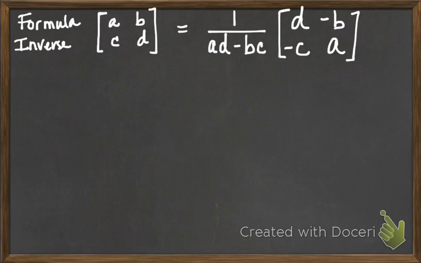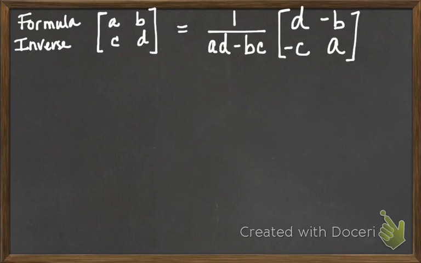So you're going to do 1 over AD minus BC. You'll simplify that. That'll end up being your scalar. You don't multiply the scalars into the matrix when you're finding the inverse. You actually just leave the scalar on the outside. You switch the A and the D term, and you change the signs on the B and the C.